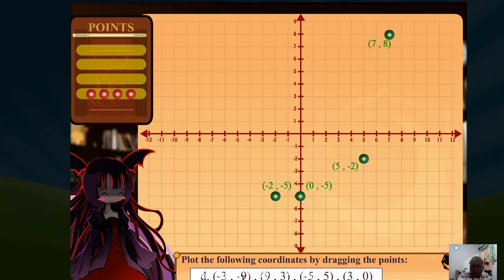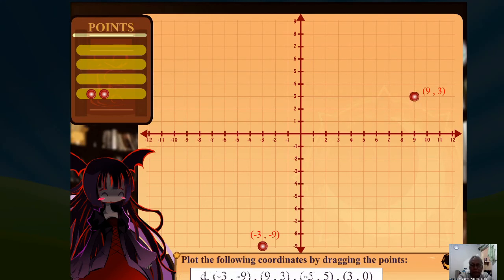Okay, let's have the 4 remaining numbers. We have negative 3, negative 9. Get first the negative 3. Negative 3 is here. And then negative 9 is 1, 4, 5, 6, 7, 8, 9. So you're here. Very good. Okay, 9, 3. So get first the 9 here. So 9 positive is here. And then 3 positive is 1, 2, and 3.